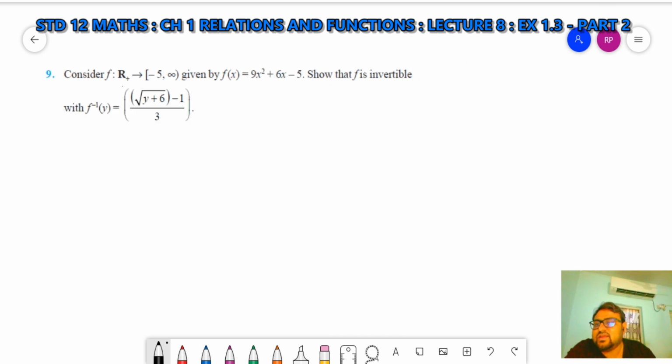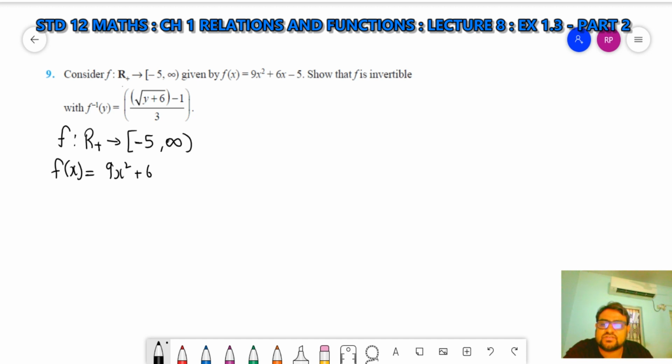Question number 9. Consider the function f from R plus to [-5, infinity) defined by f(x) = 9x² + 6x - 5. Again, show that f is invertible with f inverse of y equal to (square root of (y + 6) - 1) / 3. Again, you got the hint.